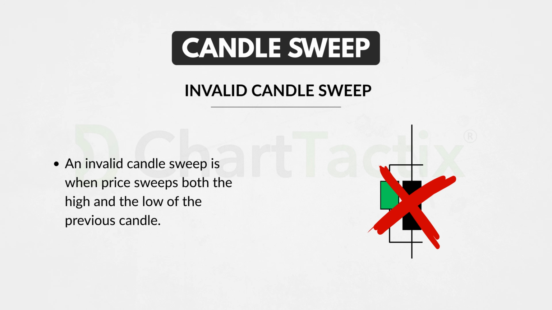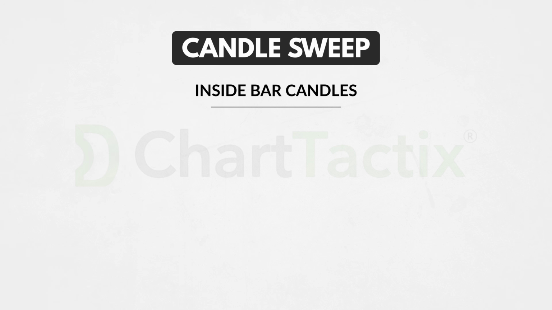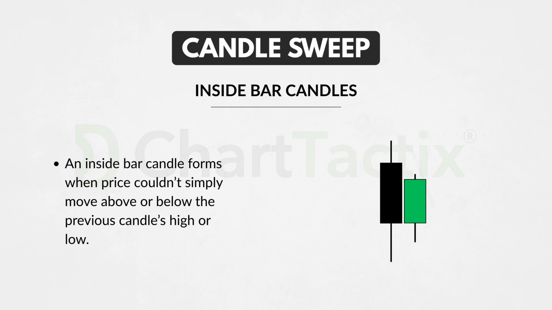Now, the second one is different. These are known as inside bar candles. What these inside bar candles mean is that price could not move above or below the previous candle's high or low. It stays completely within the range. At first glance, this looks like indecision.